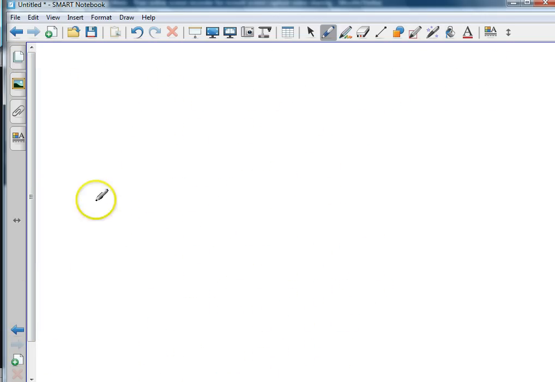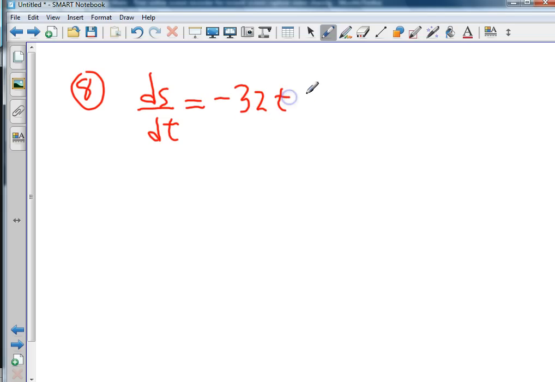All right, 8 says ds dt. This looks like a displacement problem. Doesn't have to be, but look at the negative 32t. Does that sound familiar? Plus 100. Okay. And there's an initial condition. S is 50 when t is 0. I'm going to write it this way. S of 0 is 50. Whatever the units are. I'm thinking this is 32 feet per second, so this is 0 seconds and this is 50 feet, but that's just me.